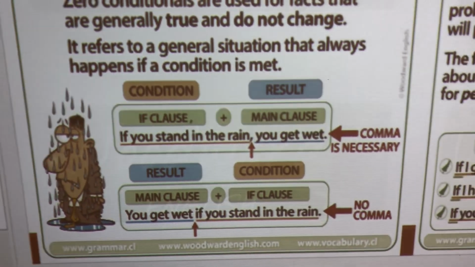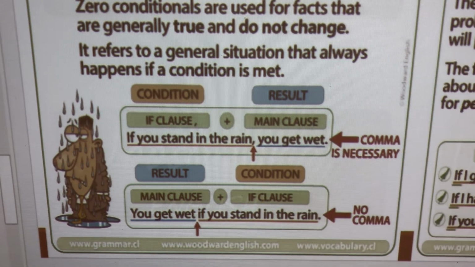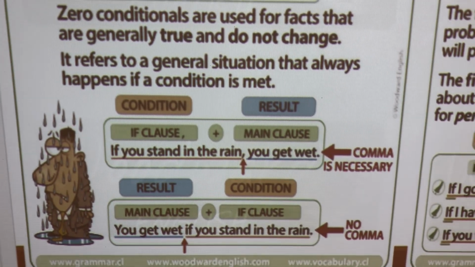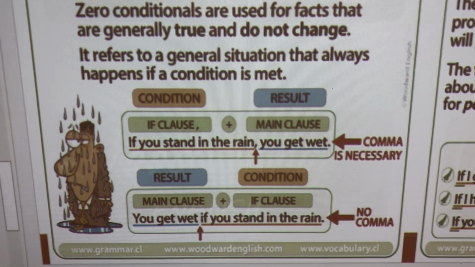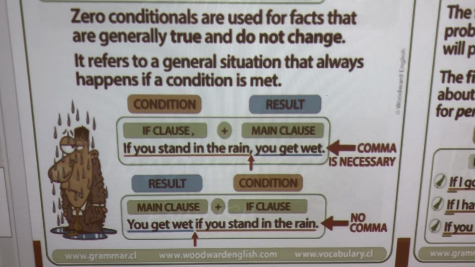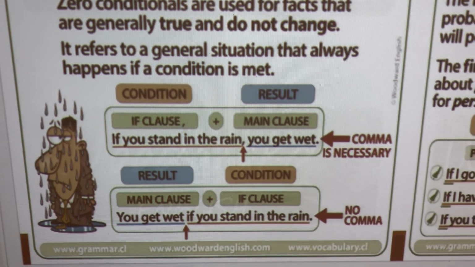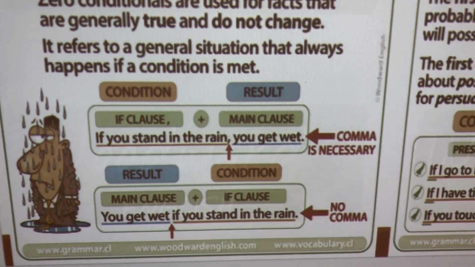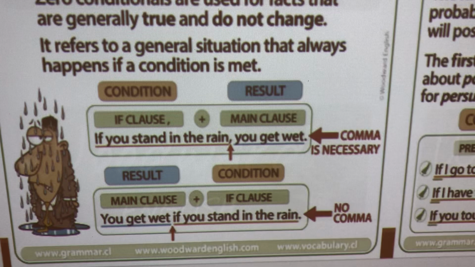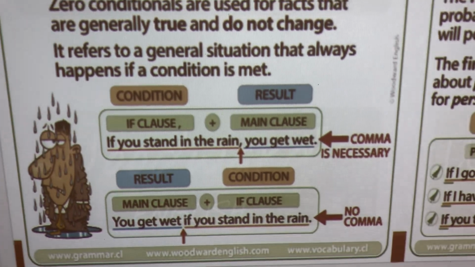But you can say the whole sentence in one shot if you start with the main clause, which goes like this. You get wet if you stand in the rain. No commas, so you don't take a break. You don't breathe. You just say the whole thing in one shot.